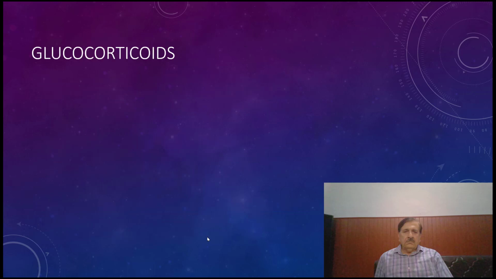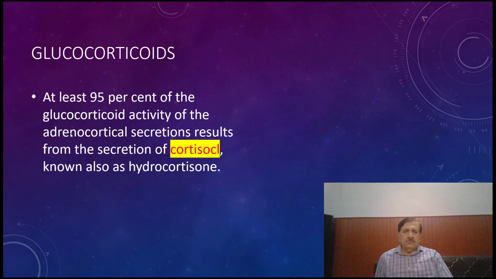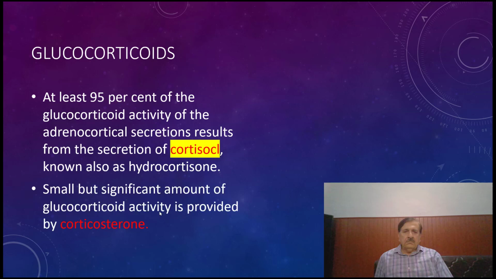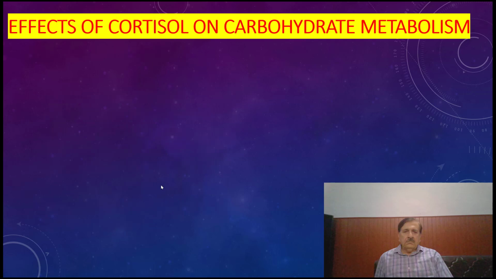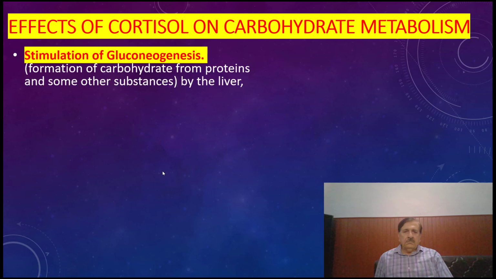The angiotensin receptors in cells of the zona glomerulosa recognize the substance, and upon binding they stimulate the release of aldosterone. Glucocorticoid: at least 95% of the glucocorticoid activity of the adrenocortical secretion results from the secretion of cortisol, known as hydrocortisone. Small but significant amount of glucocorticoid activity is provided by corticosterone.